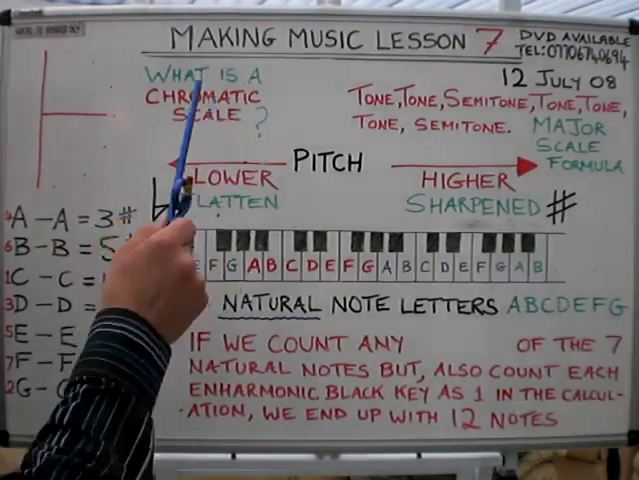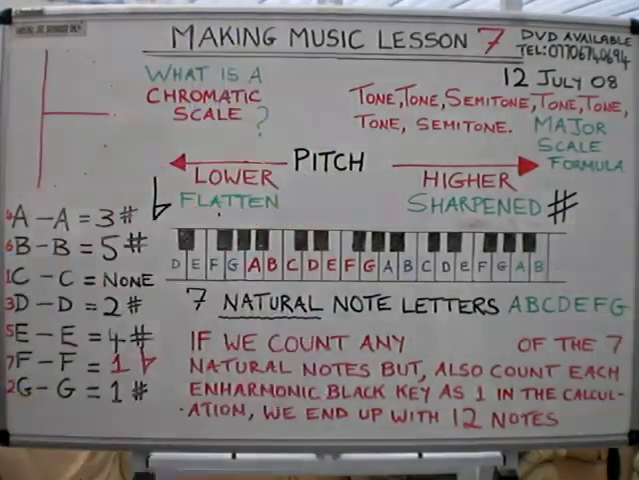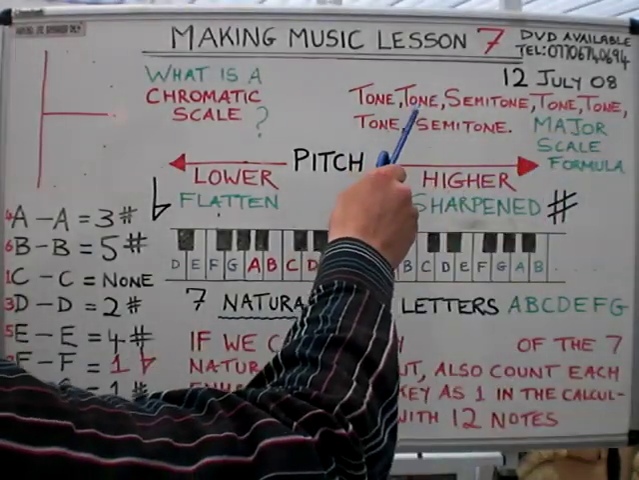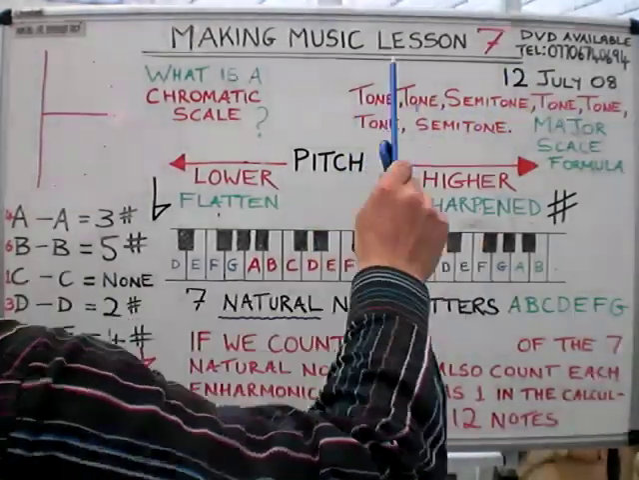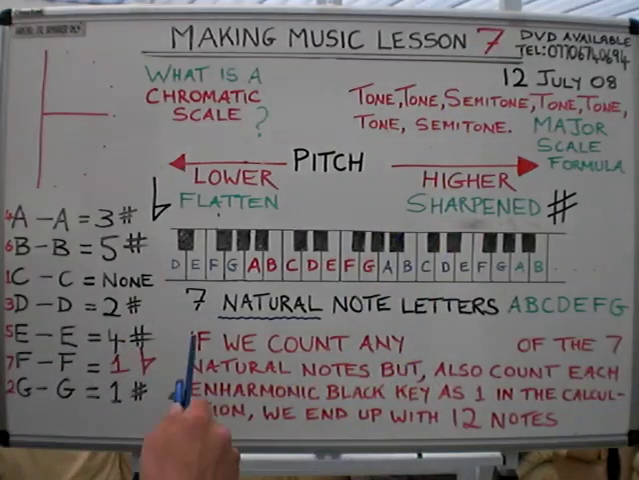The chromatic scale is something we'll have to understand when we're playing the guitar. And it's something you have to understand if you're playing the piano too. So we'll come back and discuss that later. Just as a reminder about the major scale formula that I wrote: tone, tone, semitone, tone, tone, tone, semitone, because I deleted it here.